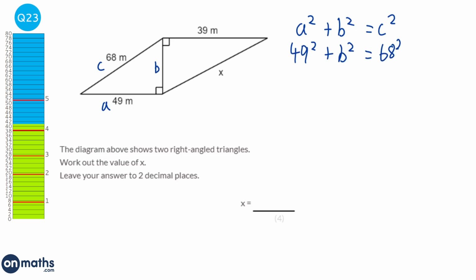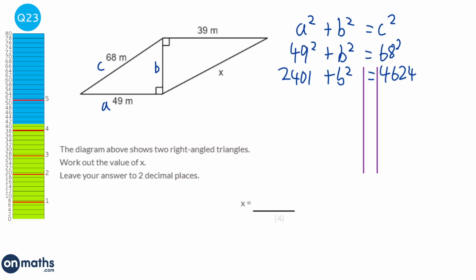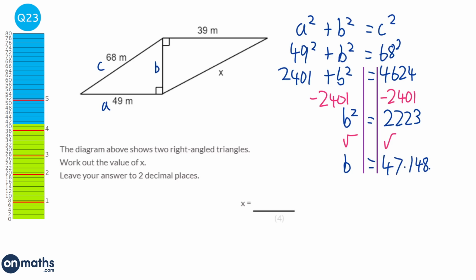And 49 squared is 2,401. And 68 squared is 4,624. So we are solving here, so let's get our lines down. And we're going to start by subtracting the 2,401 from both sides. So we've got b squared equals 2,223. Then we're going to square root both sides, and we've got b equal to 47.148, and so on.